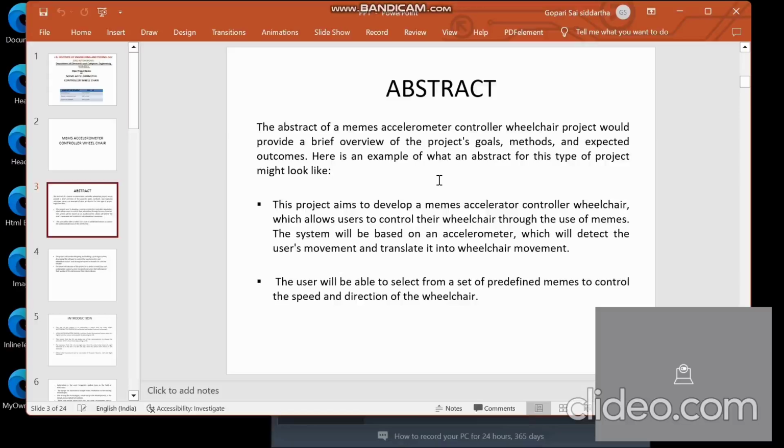The abstract of the MEMS Accelerometer Controller Wheelchair project would provide a brief overview of the project's goals, methods, and expected outcomes. Here is an example of what an abstract for this type of project might look like. This project aims to develop a MEMS accelerometer controller wheelchair which allows users to control their wheelchair through the use of MEMS. The system will be based on an accelerometer which will detect the user's movement and translate it into wheelchair movement.